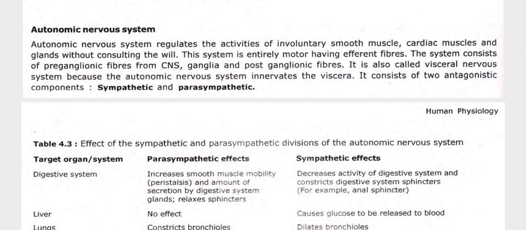Then autonomic nerve system. Autonomic nerve system regulates the activities of involuntary smooth muscles, cardiac muscles and glands without consulting the will. The system is entirely motor, having efferent fibers. The system consists of preganglionic fibers from CNS, ganglia and postganglionic fibers. It is also called visceral nerve system because the autonomic nerve system intervenes the viscera. It consists of two antagonistic components like sympathetic and parasympathetic.